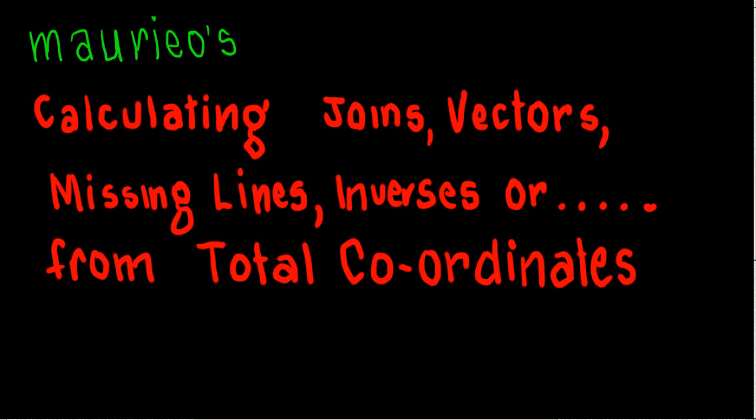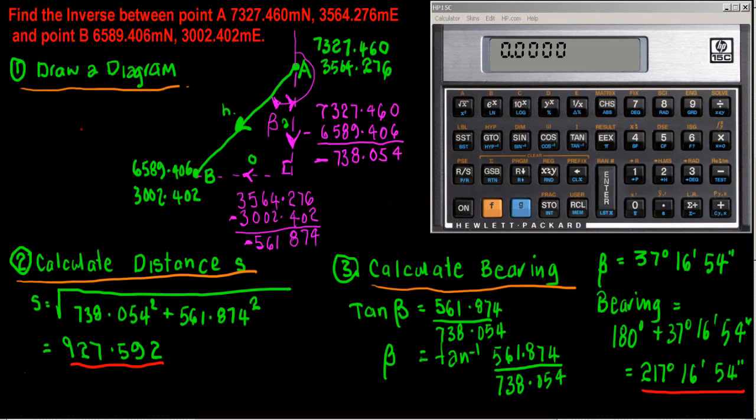Calculating joins, vectors, missing lines, inverses, or whatever you wish to call them, from total coordinates. In this video we're going to be looking at how to calculate the join, or the inverse, between 2 points A and B. I've got their coordinates here written at the top of the page.